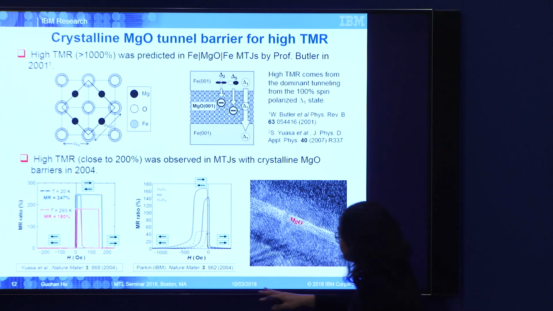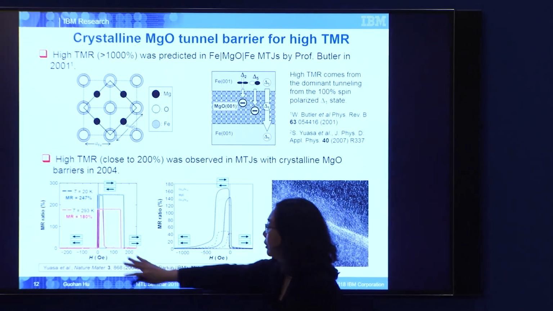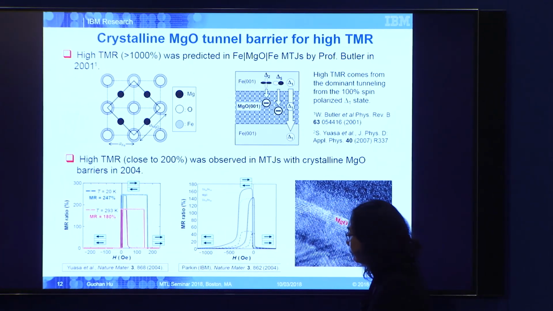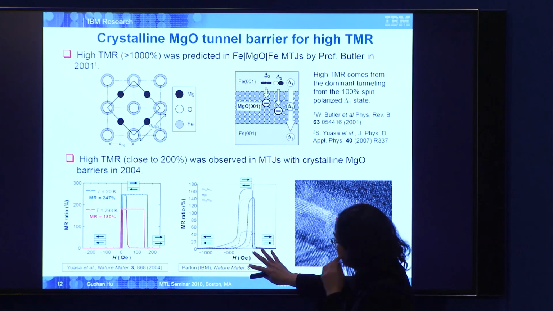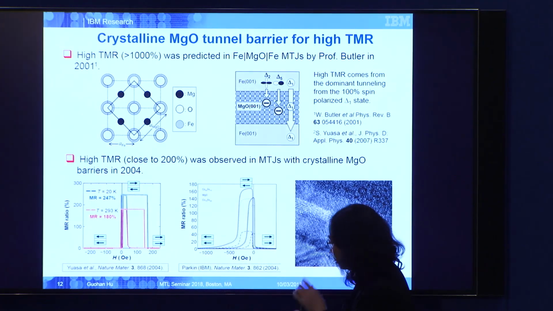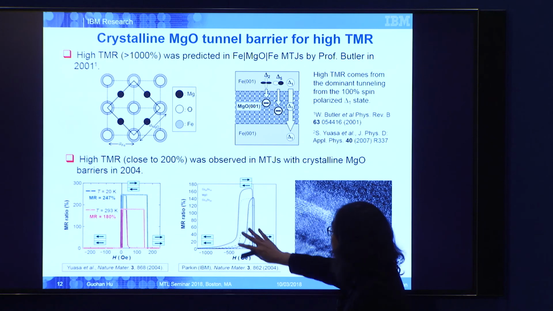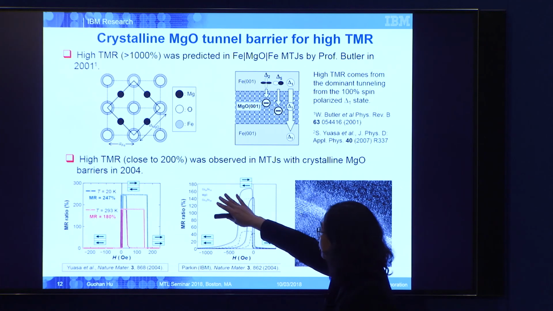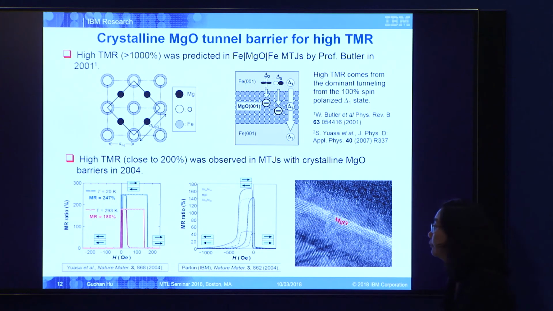And also, this is an MBE result from a group from Japan. At the same time, our colleagues from IBM Almaden also published a similar result using this MgO crystalline tunnel barrier and some cobalt iron free layer. They were also able to show about 100%, 200% TMR. And these films were made by sputtering.